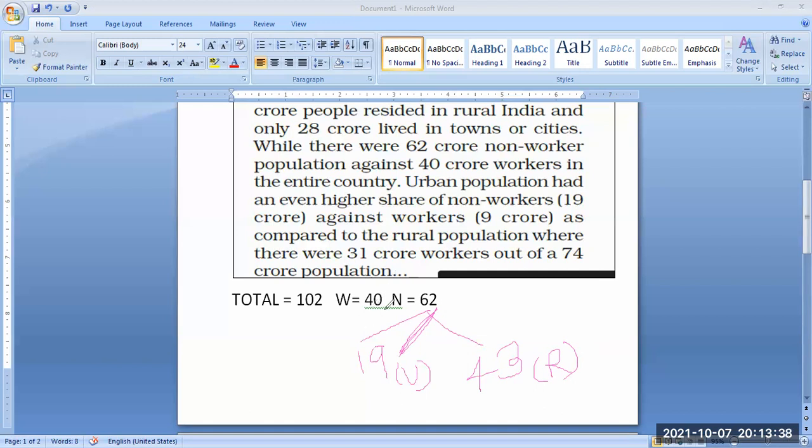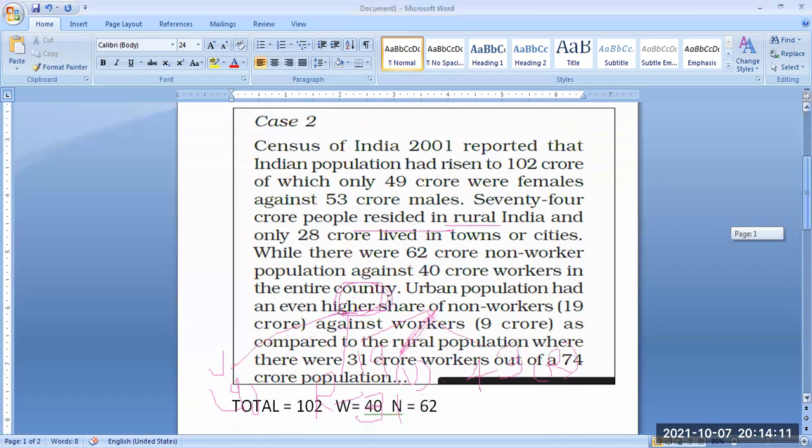Now coming to workers. See, in workers, urban population 9 crore are working. Means out of 40 crore workers, urban population is 9 crores. Remaining population is what? Rural. So out of 40, 9 belong to urban. Then rural how many? 31. Did you understand? Yes, sir. So this is how you have to derive it.